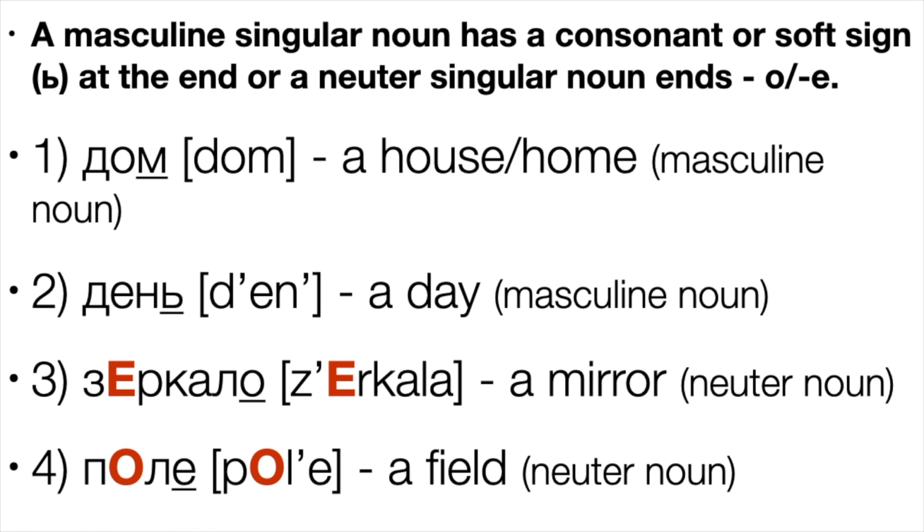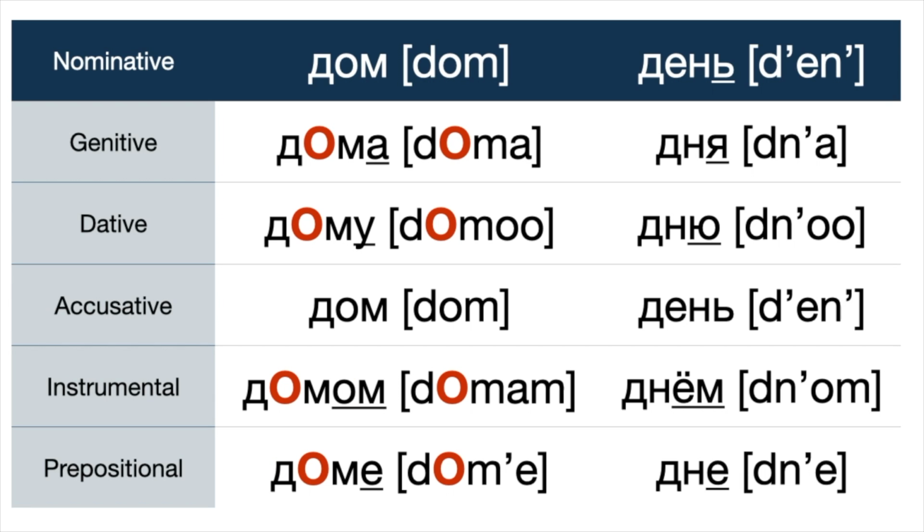If it's a masculine singular noun that has a consonant or soft sign at the end, or a neuter singular noun which ends in o or ye, for example, дом, a house, день, a day, зеркало, a mirror, or поле, a field, then they have different case forms. Let's have a look at them. Please, don't be afraid of all these endings. We will practice case forms one by one, and you will learn in what situations you can use them. Right now, I'm giving you basic knowledge about case.